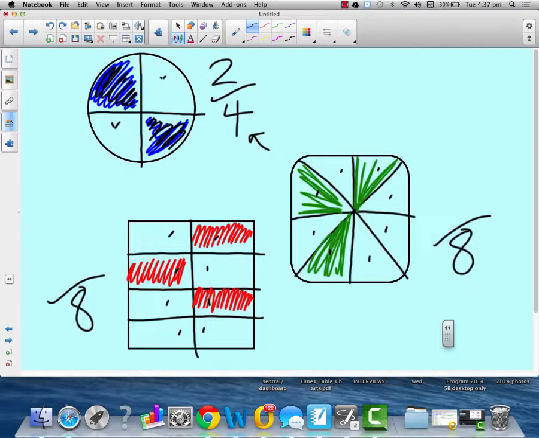Let's look at this square down the bottom. Well, it's got 1, 2, 3, 4, 5, 6, 7, 8 parts, isn't it? How much of those 8 parts is coloured in? Why don't you pause me and have a go? Okay, hope you said 3/8.